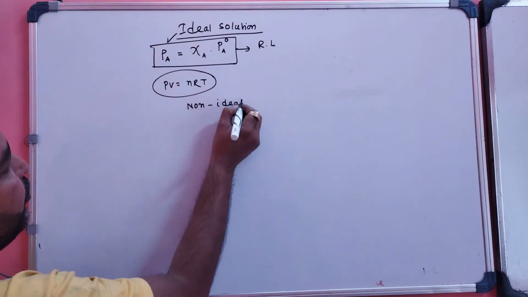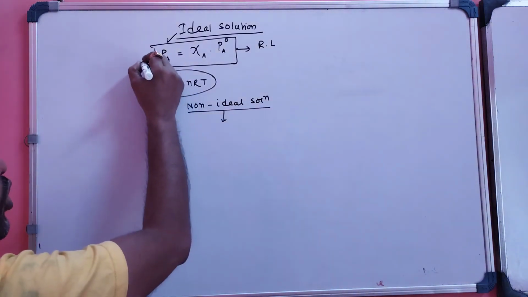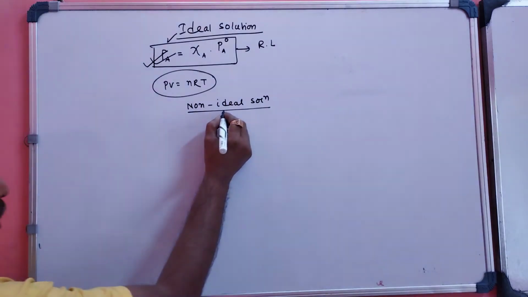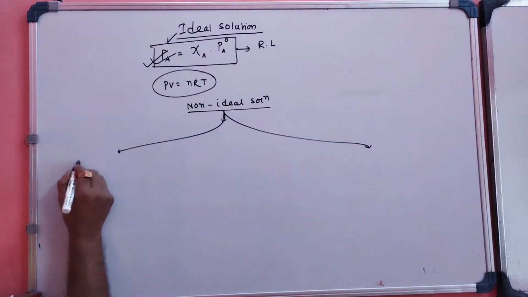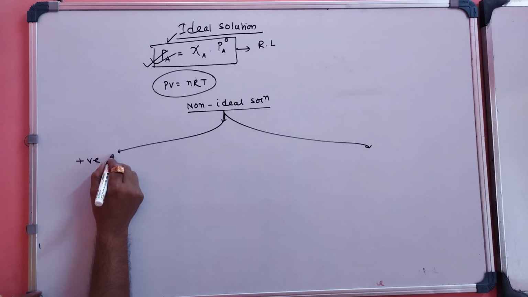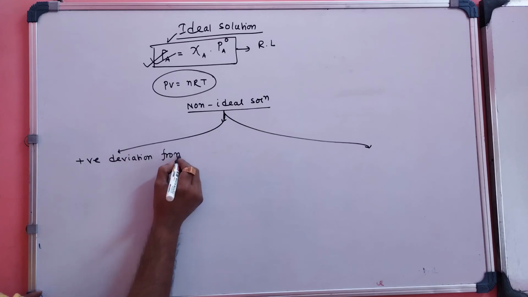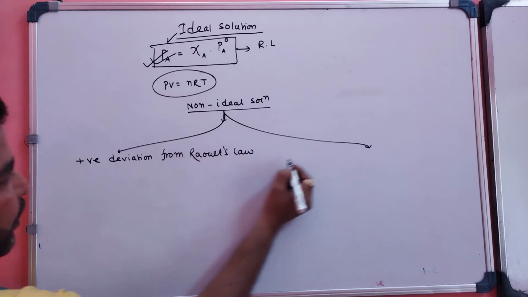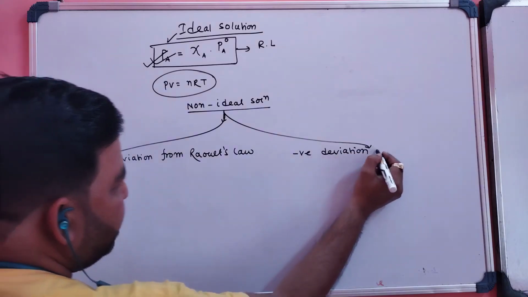So what is a non-ideal solution? Non-ideal solutions are those solutions which do not obey Raoult's law throughout the whole range of concentration. Non-ideal solutions are of two types. One is called positive deviation, where the solution shows positive deviation from Raoult's law, and another one is negative deviation from Raoult's law.